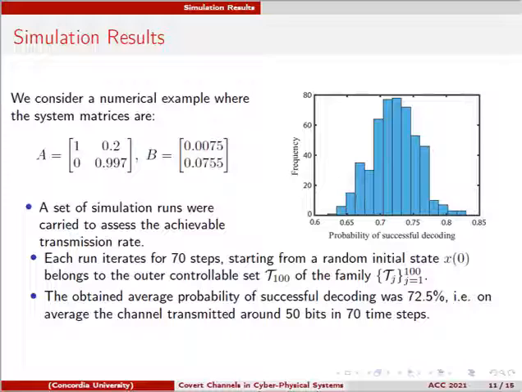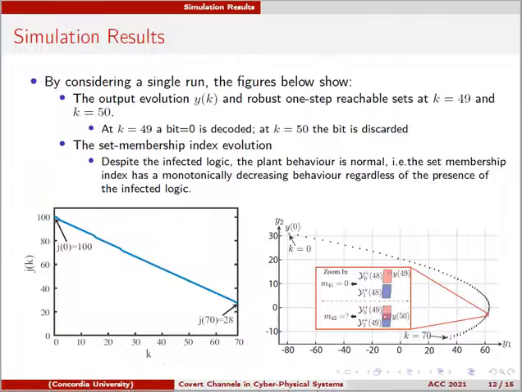A set of simulation runs were carried out to assess the achievable transmission rate of the covert channel. Each run iterates for 70 steps, starting from a random initial state in the outer set of a family of 100 controllable sets, and the obtained average probability of successful decoding was 72.5%. On average, the channel transmitted around 50 bits in 70 time steps.